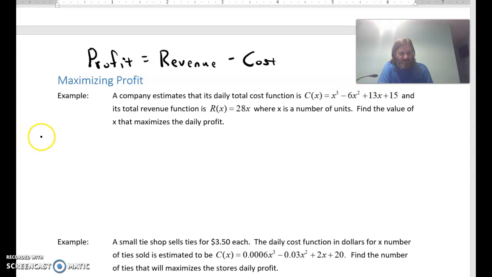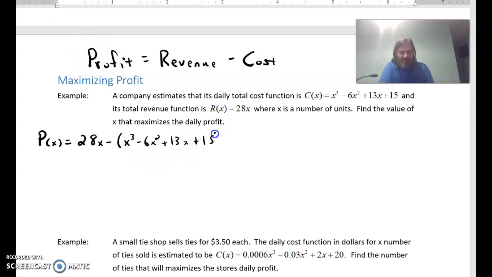Okay, so we're going to set this up. We're going to have profit equals revenue, which is 28x, minus the cost function. So minus the quantity of x cubed minus 6x squared plus 13x plus 15. Let me clean up my little 13 there. It looks a little scary.